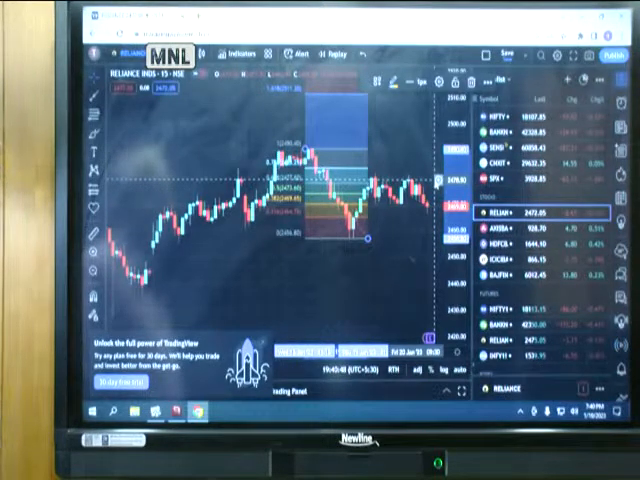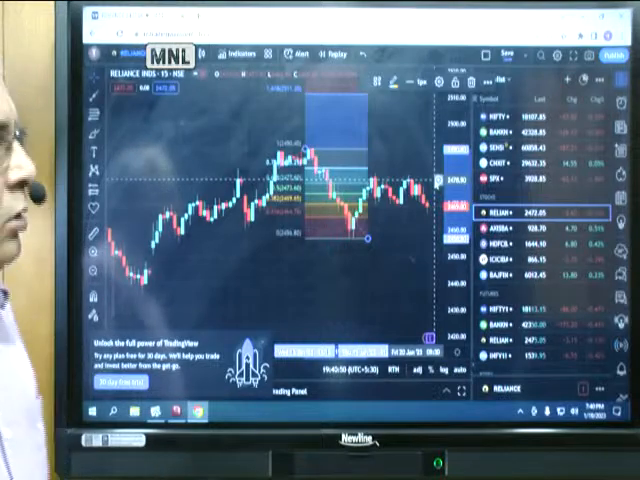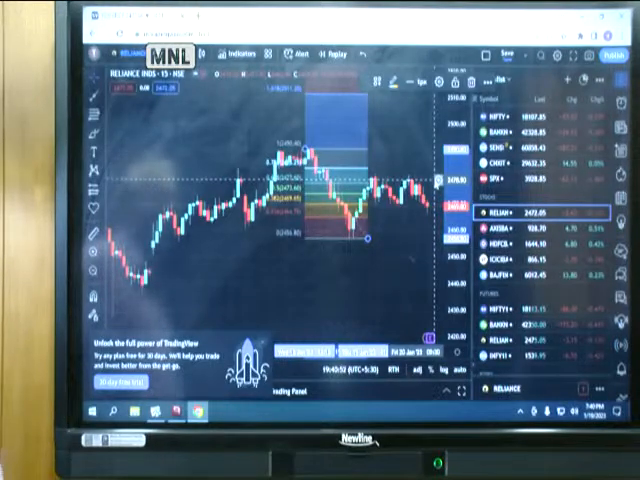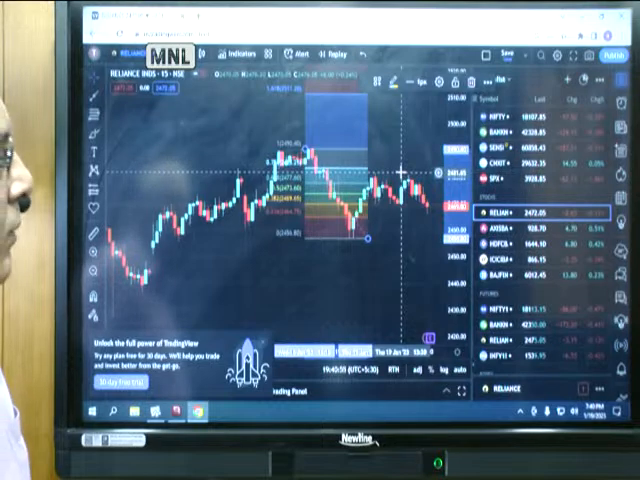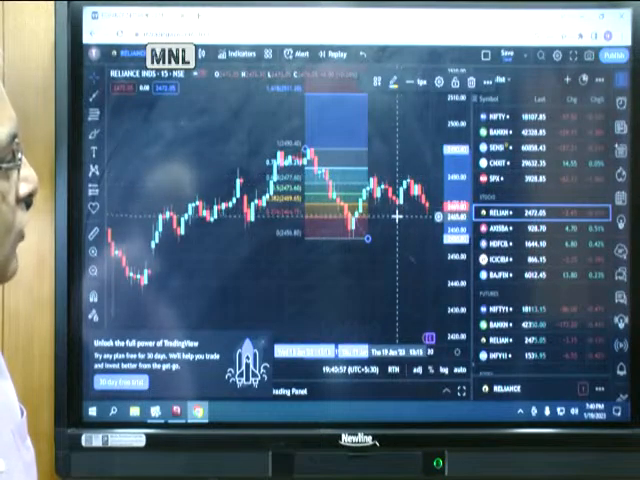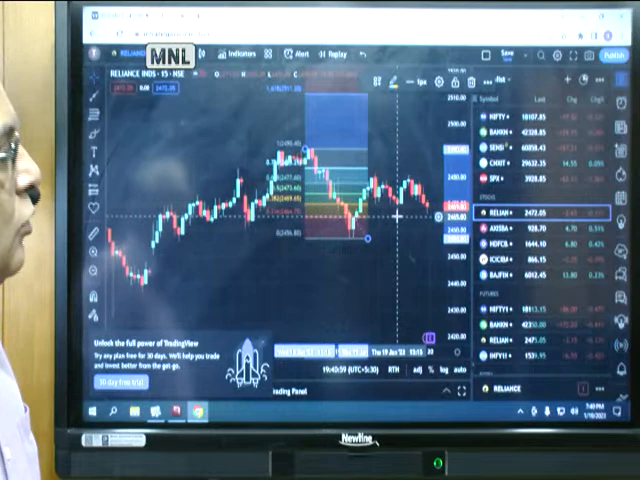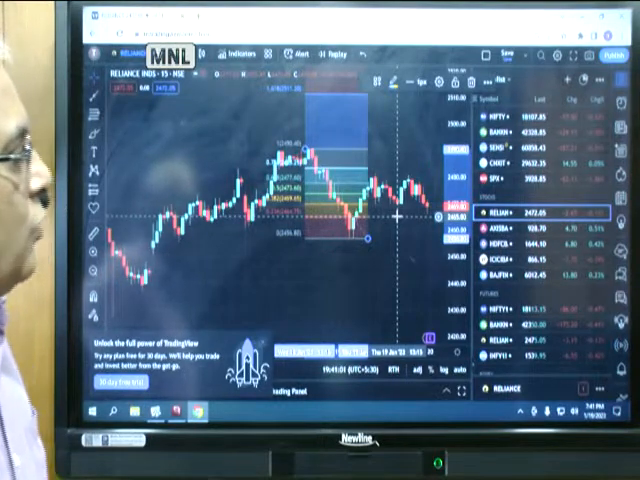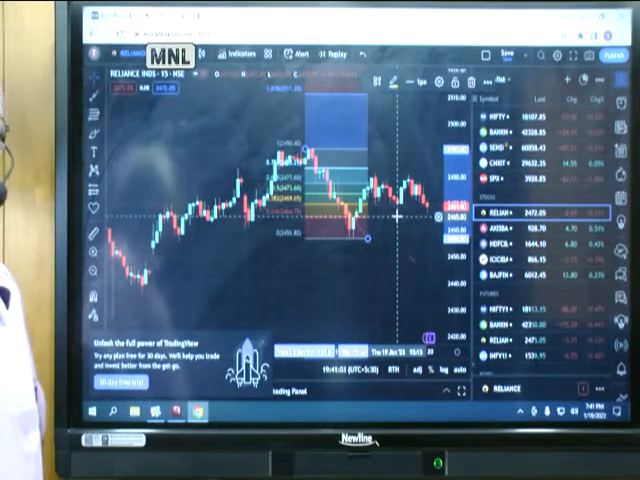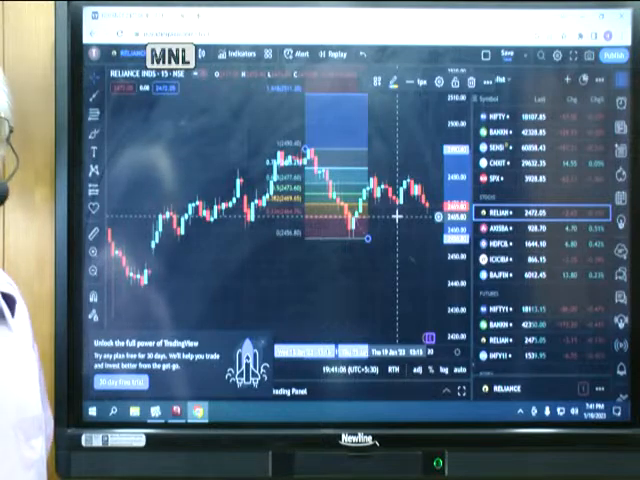So a slightly indecisive close. It can do anything tomorrow. So what we are looking at is this place. This is the important place, and we are also looking at this place. These are going to be the two important places which will determine what can probably happen.